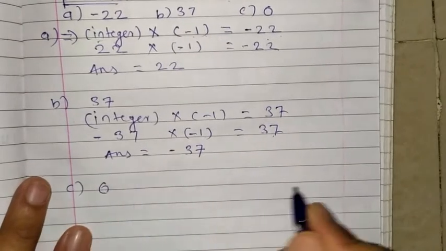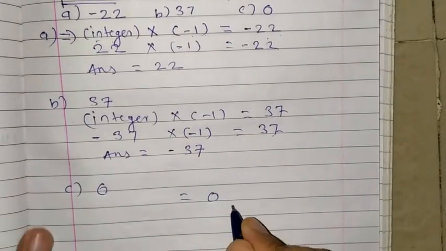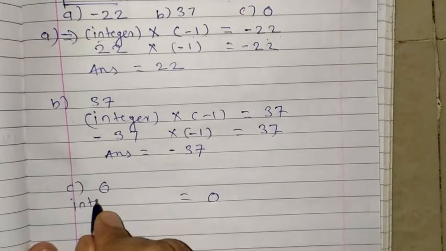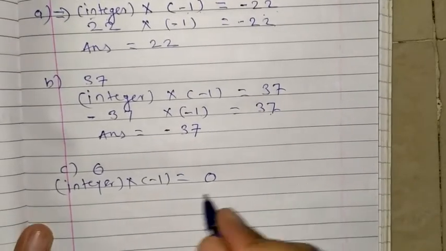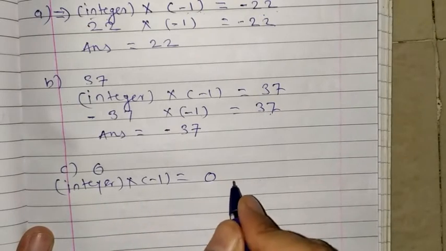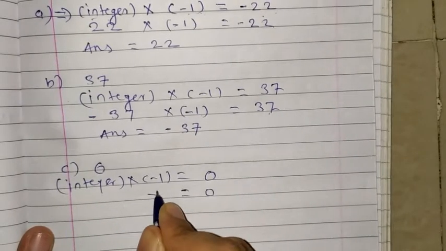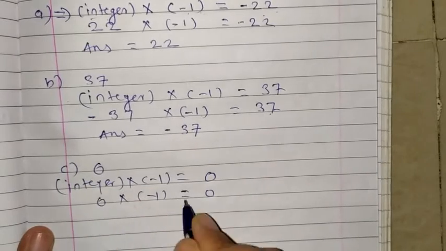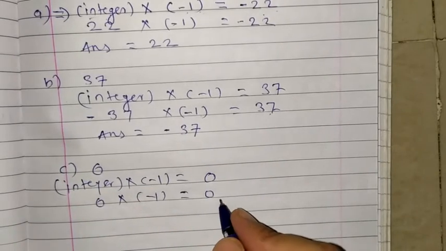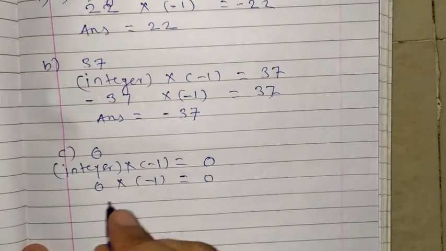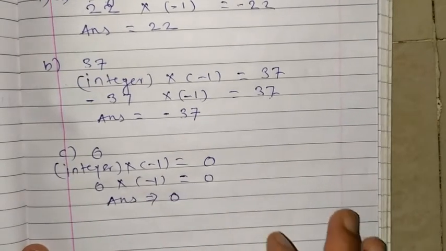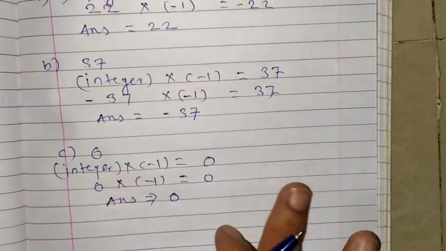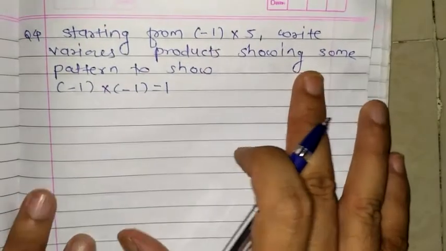Next we solve C. C is very simple. 0 is there, on the right hand side write 0 as it is, then integer value into minus 1. Any number multiplied with 0 is nothing but 0. So minus 1, that number should be 0. Here sign doesn't matter, 0, because in 0 we don't represent a sign. So here our answer is 0. Got that? So here we solved question number 3. Now we go to the next question, question number 4.